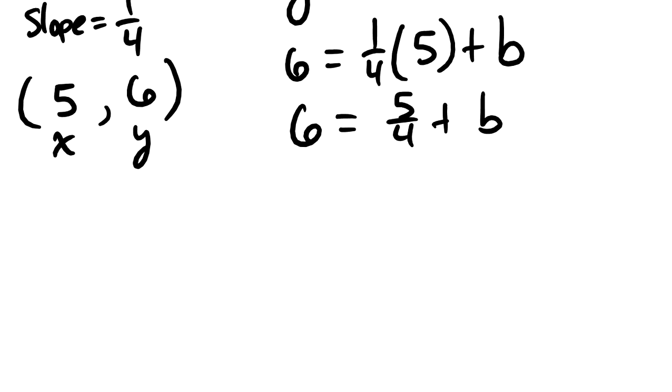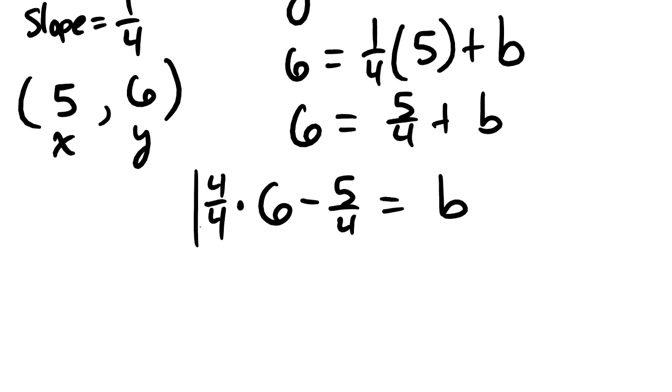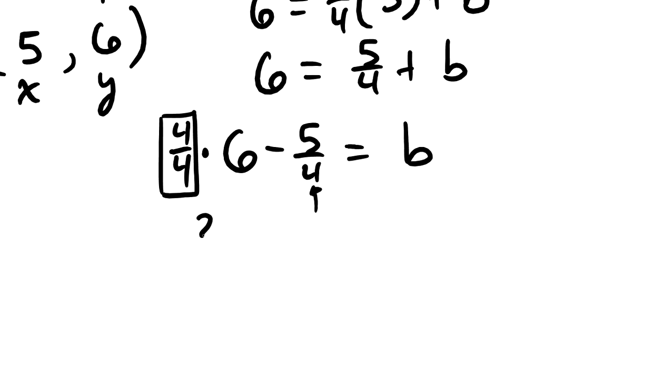I can take away 5/4 from each side. So 6 minus 5/4 is my y-intercept. I'm going to multiply this number 6 by 4 over 4. Again, this is a giant 1. Not being used to simplify it, but pump it up with an extra factor of 4 so that I can match the factor of 4 I have in this denominator. So 4 times 6 is 24. So 24/4 is, of course, the number 6, minus 5/4 is my y-intercept.